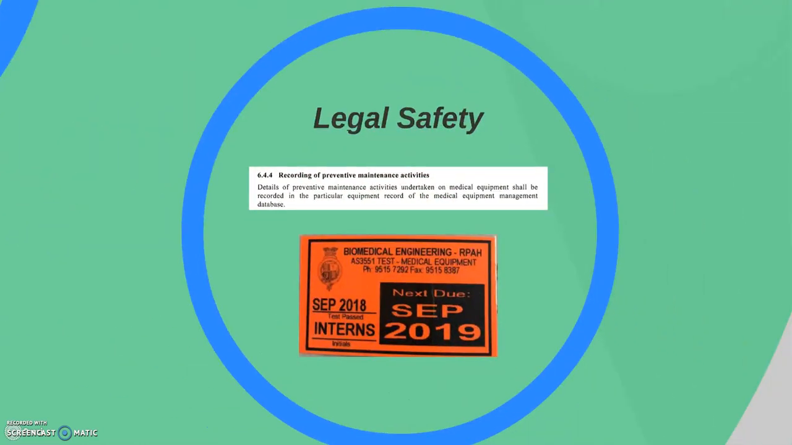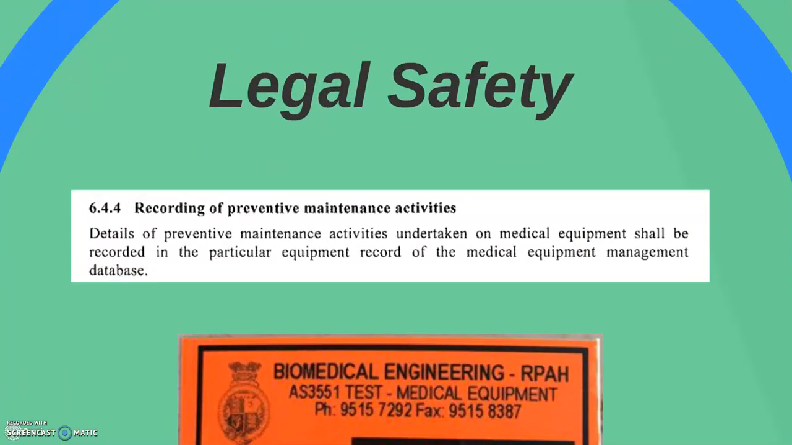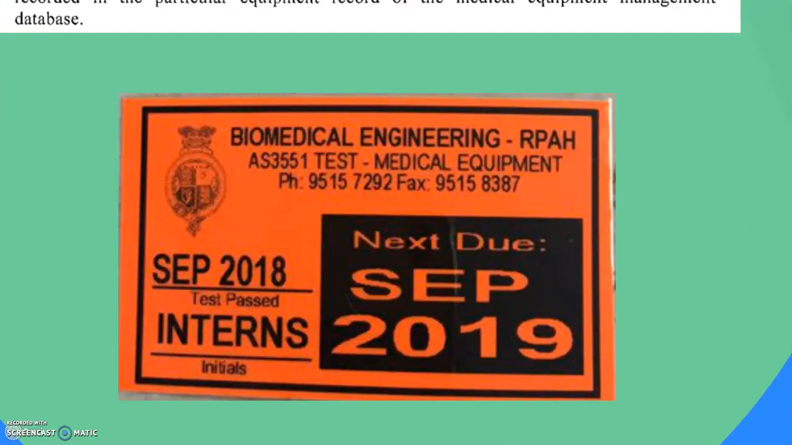Legal safety refers to the security of the biomedical engineering staff if a fault in the device causes harm to a patient. To avoid this occurring, the AS3551 standard states how often a device should undergo preventative maintenance. This maintenance takes the liability off the biomed staff if it is done correctly. 6.4.4 Recording of Preventative Maintenance Activities states the details that need to be recorded in order to ensure the legal safety of the biomed staff. In our department, we attach a color-coded sticker to each device once the preventative maintenance is complete in order to keep track of the service history of our devices.